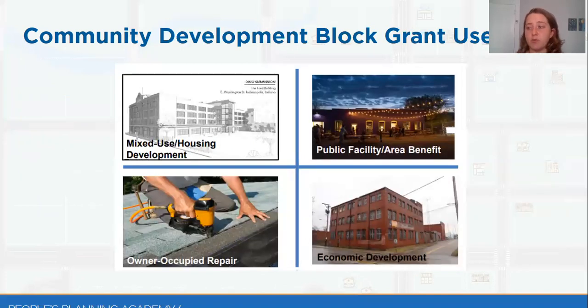CDBG is one of the most flexible programs, and it's used for a variety of housing and social services like low-income home repair, public facility construction, and employment training. One of the primary criteria of CDBG is that it has to benefit low and moderate income persons. There are some variations depending on additional criteria, but programs funded by CDBG set income limits, which are typically 80% of the area median income. For the Indianapolis metropolitan area, the income limit for a single person household is $45,951.